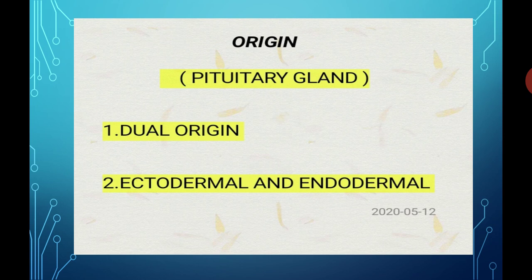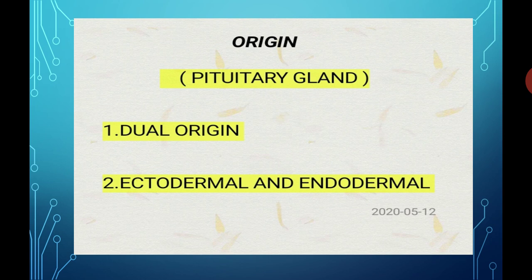Pituitary gland is also called the hypophysis because it is located just below the hypothalamus. It is also called the master gland because it controls the functioning of all other endocrine glands. Further, its position: it is situated just below the hypothalamus and posterior to the optic chiasma. It is lodged in the cavity of the cranium called the sella turcica. Further, it is connected to the hypothalamus by means of a stalk called the infundibulum stalk.